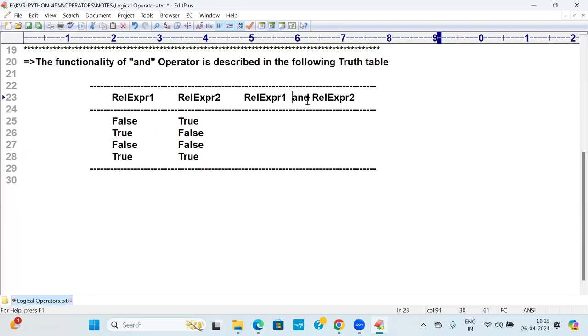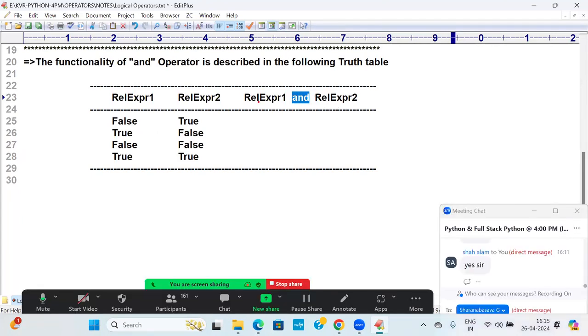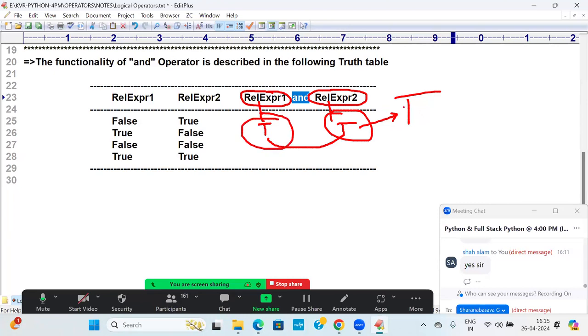So what does this AND operator say? Generally the AND operation says that both the results must be true. If both the results of expression 1 and expression 2 are true, then the result is true. If any one of the relational expressions is false, then the result is false. Are you able to follow?